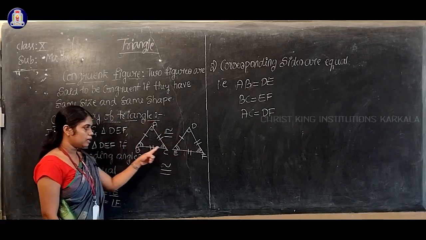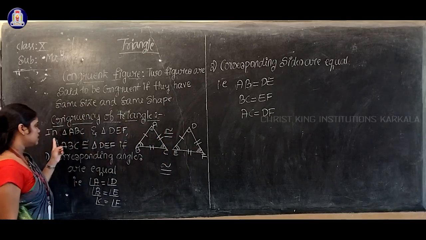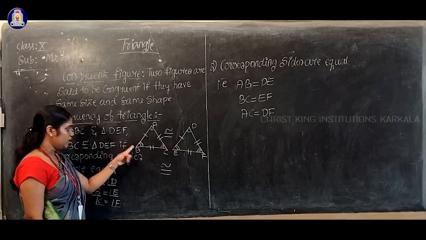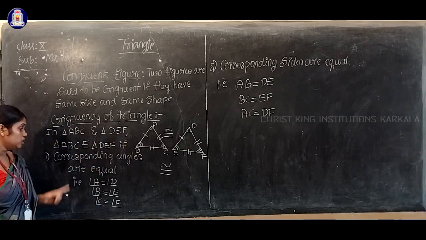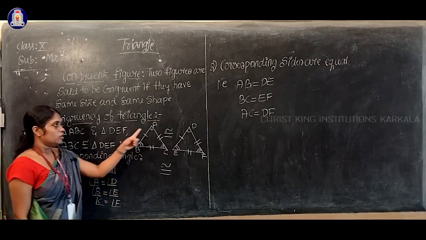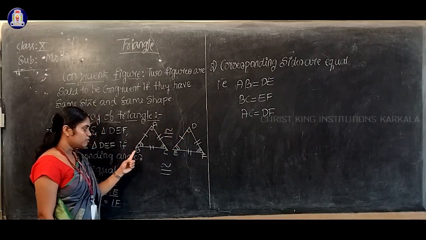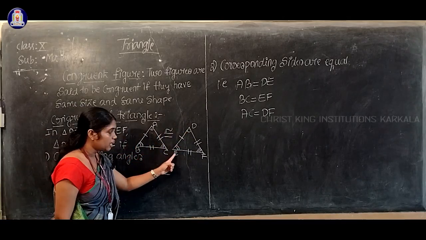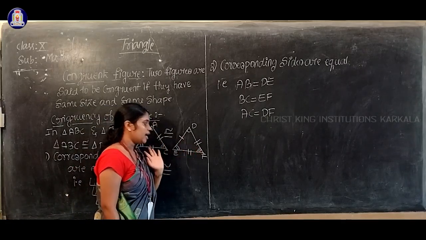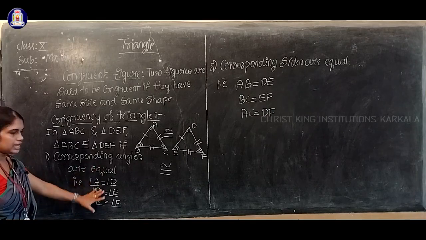First one triangle ABC and another one triangle DEF. When can we say triangle ABC is congruent to triangle DEF? The first condition is that corresponding angles are equal. For angle A, the corresponding angle is angle D. For angle B, the corresponding angle is angle E. For angle C, the corresponding angle is angle F. So these angles are equal.